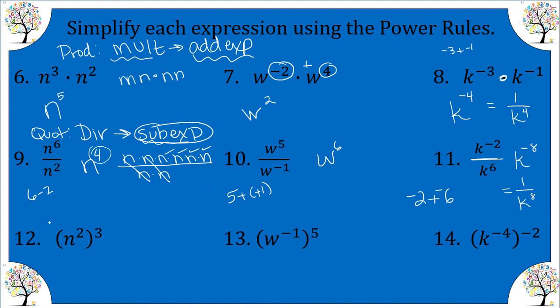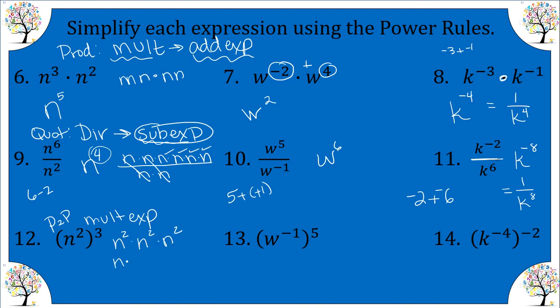And then we have our power to a power. So I'm just going to say power to a power rule. And that says we are going to multiply exponents. So every factor has an exponent. So this is n to the second raised to the third. So this is like we have n squared times n squared times n squared. That's where the 3 comes from.